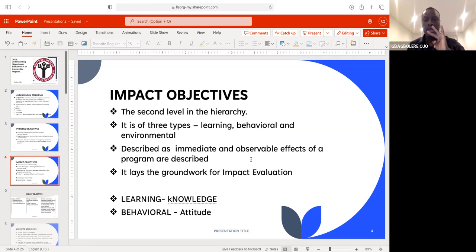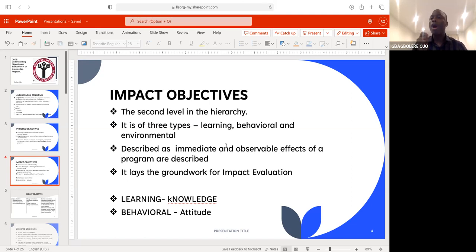I repeat again, three types of impact objectives: learning impact objective, behavioral impact objective, and the last one is the environmental impact objective. Now, what are these types of objectives? And I'm gonna make my screen a little bit messy so we can really understand what these things are, okay? So stay with me.